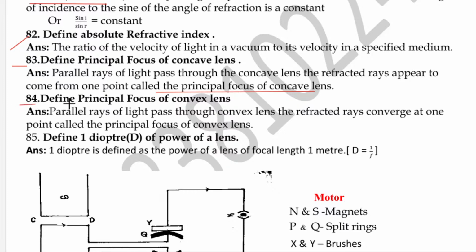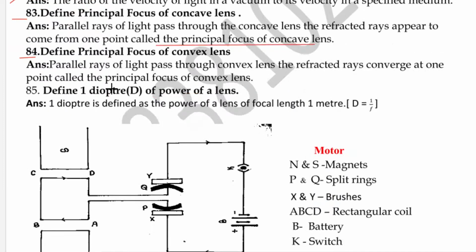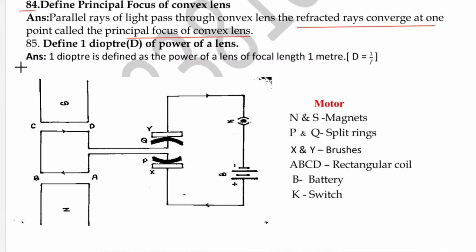Next question. Define principal focus of convex lens. Parallel rays of light pass through convex lens. The refracted rays converge at one point called the principal focus of convex lens. Next one. Define one diopter of power of a lens. The answer. One diopter is defined as the power of a lens of focal length 1 meter. D is equal to 1 upon f.